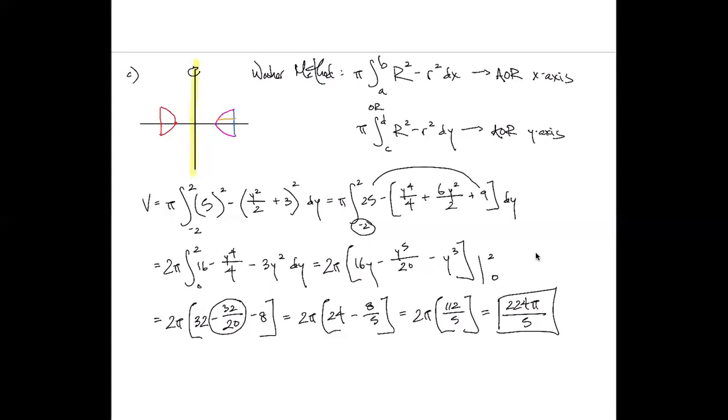Okay. So again, the actual integral's not that bad. You're going to just use a lot of power rule there, make sure that you combine like terms well, but it's really all about that setup.